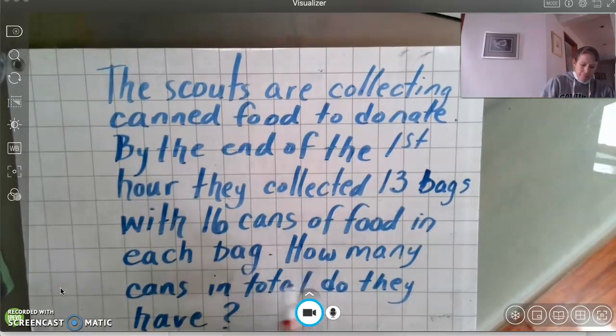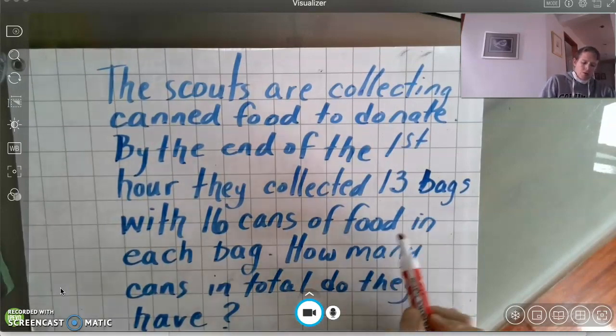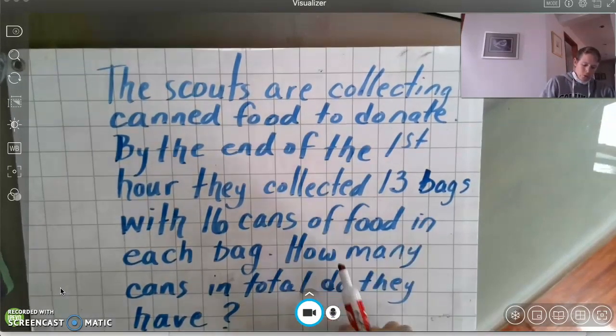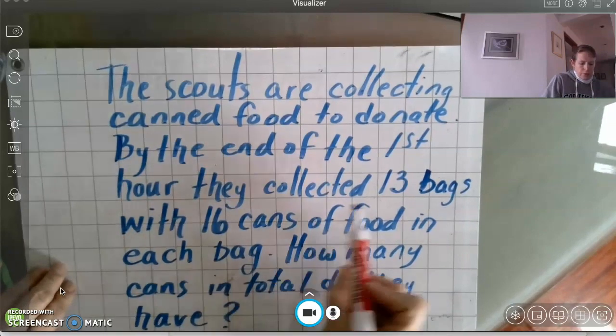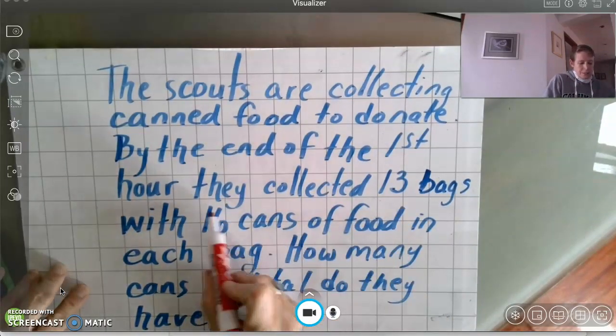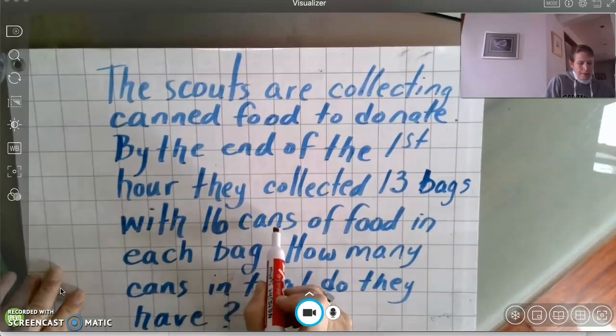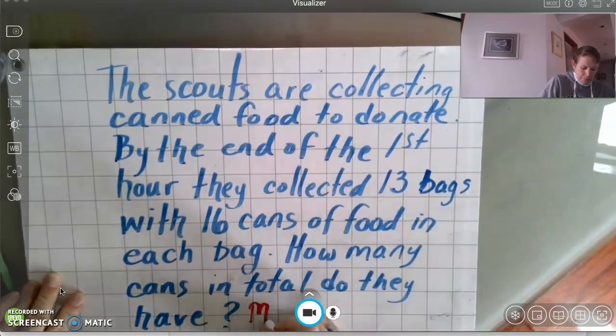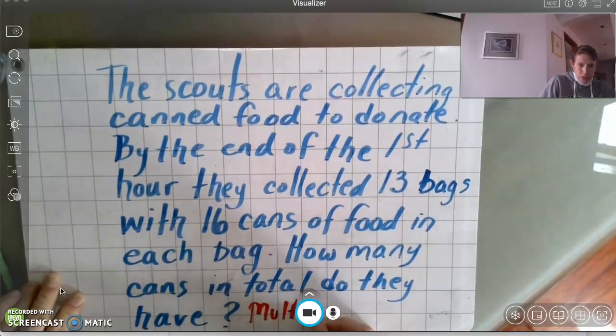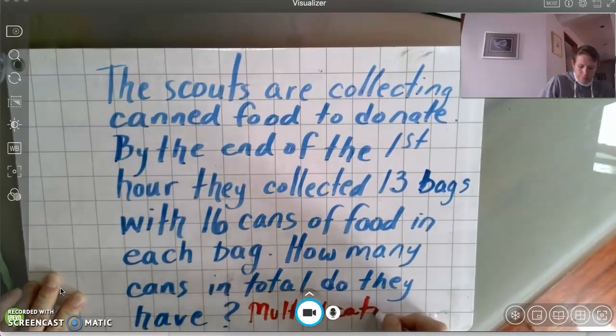And here it's asking me how many cans in total. So I don't know the total. So I have repeated groups and I don't know the total. This makes me think that this is going to be a multiplication problem. What are the groups being repeated? Well, there are 16 cans and 13 bags. So 16 is actually being repeated 13 times. So this is going to be a multiplication problem.